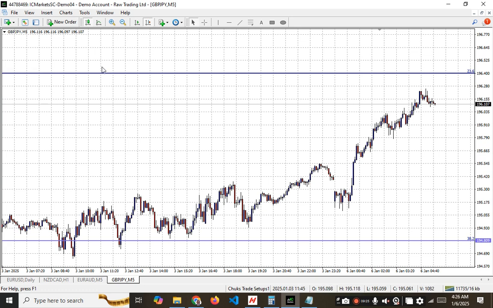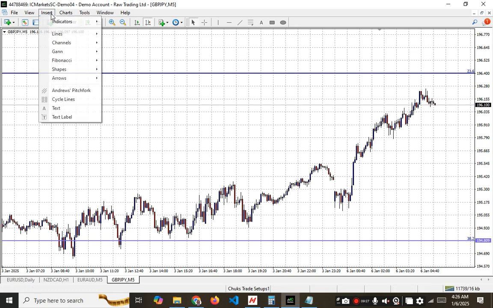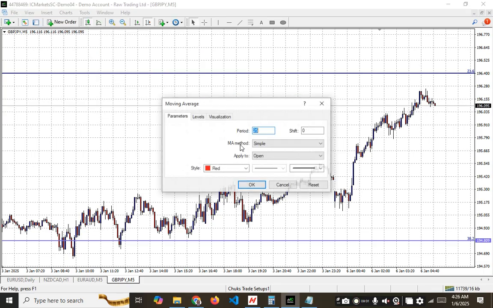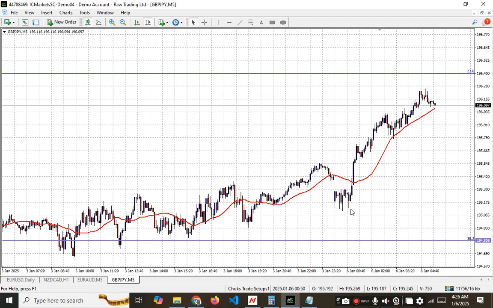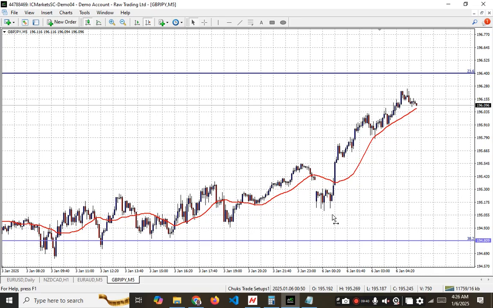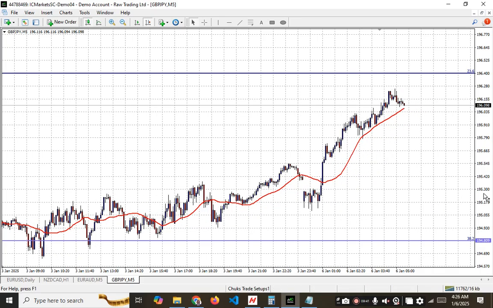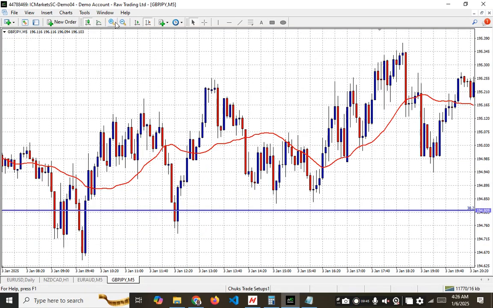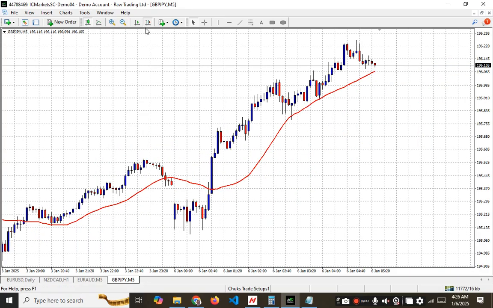So what I'm going to do now is introduce my 25 moving average. It is a trend indicator. So the 25 moving average is what I'm going to use as additional confluence for this trade. You can see that the market prices are also respecting that moving average. So it's very instructive for me. Let me zoom in on this chart.